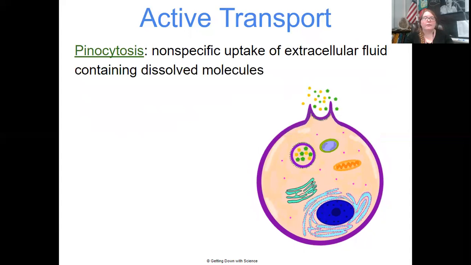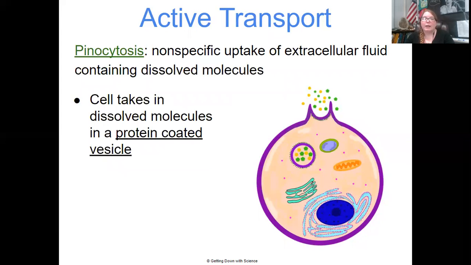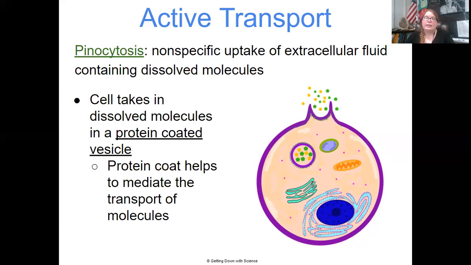So pinocytosis is nonspecific uptake of extracellular fluid containing dissolved molecules. So if I notice that there's a whole bunch of dissolved salt or sugar or something I want, I can surround it just like I did with phagocytosis. Sometimes they'll use a protein-coated vesicle to do this so I can transport it better. Okay, so phago is eating, like a food particle. Pino, we're uptaking something from the fluid.